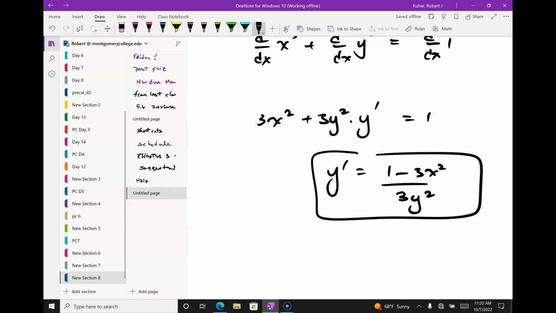So look at that. Where is the upstairs equal to 0? Right? Where's the upstairs equal to 0? When x squared is 1/3, right? Yes? When x squared is 1/3, or x is square root of 3 over 3. When is the downstairs equal to 0? When y is 0. So look at my curve again.